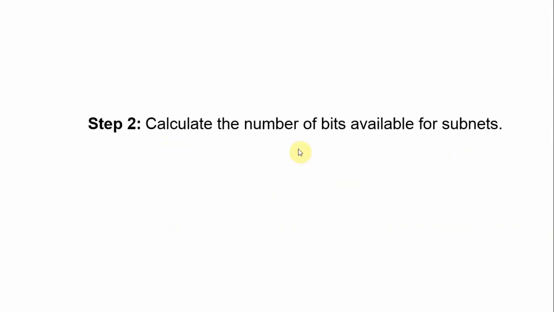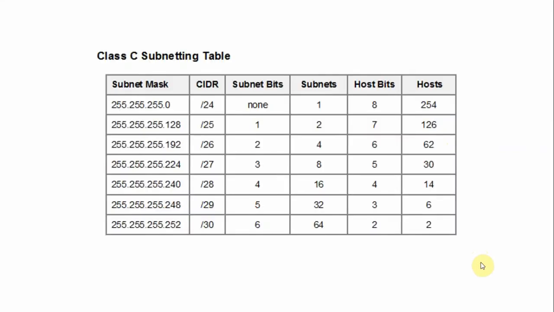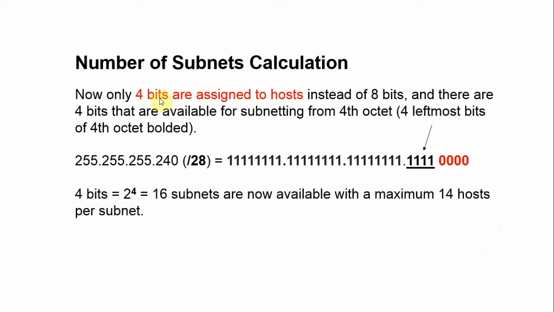And calculate the number of bits available for subnets then. So we know that there's /28, there's 4 subnet bits, and that gives me 16 possible subnets. So only 4 bits are assigned to hosts instead of 8 bits. And there are 4 bits available for subnetting for the 4th octet. And there it is, pointing to these 4. So that's what I have to work with. Another way of looking at it is 2 to the 4th is 16, with a maximum of 14 hosts per subnet, or VLAN in this case. So that's easy enough.